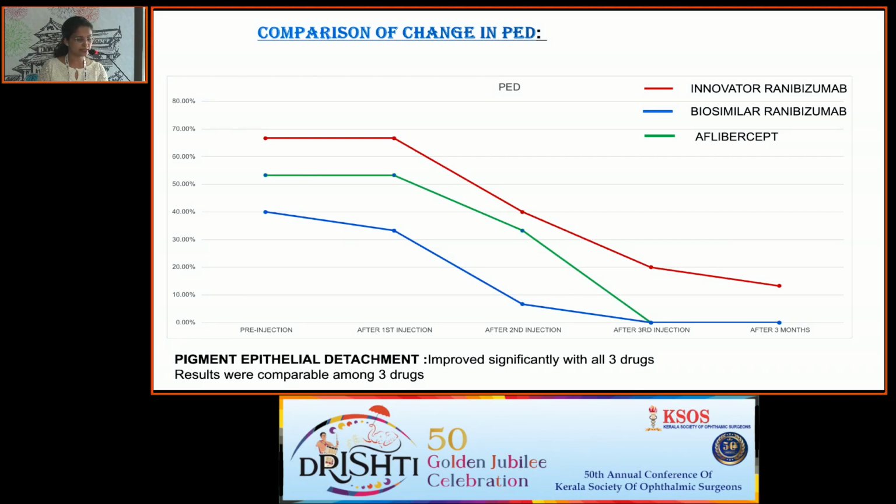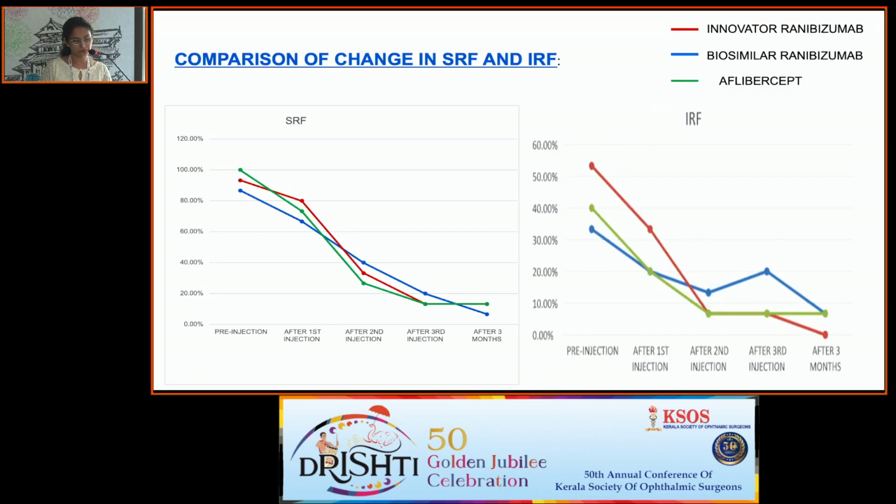Coming to the end, we can see the PED flattening effect. The aflibercept group, that is the green color, has almost complete flattening of the PED. So that worked better for the PED; aflibercept worked better. Then, in the comparison of change in SRF, we can see almost comparable results for all 3 groups, and intraretinal fluid also is almost comparable in all 3.